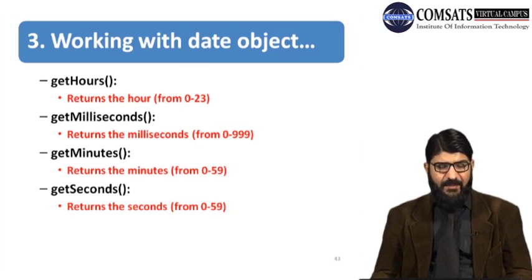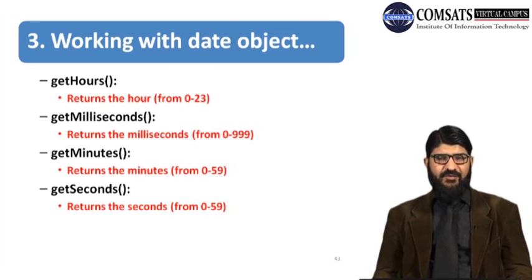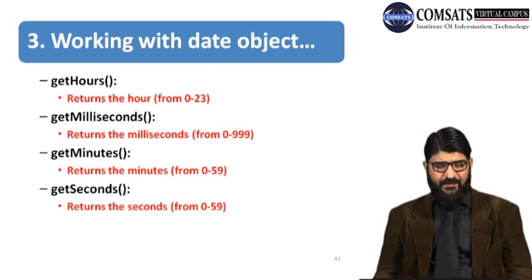And then the get minute method. The get minute method will return the values in minutes from 0 to 59, where the 1 to 59 is for the minute and 0 is for the 60 minute. And the next will the get seconds, it will return the value in second from 0 to 59, where 1 to 59 is in second and 0 for the 60th second.